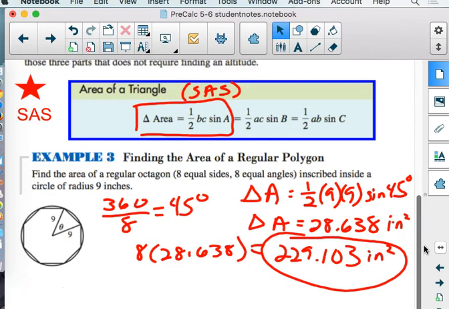So area of a triangle. If that's in the homework, how are you going to do? 4, 3, 2, 1, 0. Everybody sitting with this one.